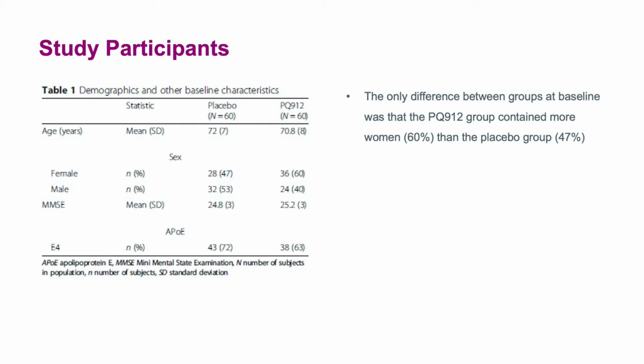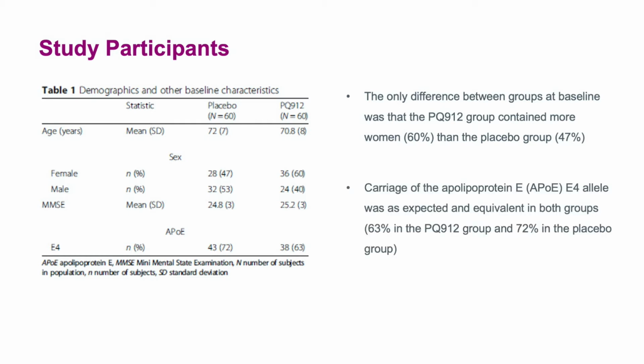Importantly, carriage of the ApoE4 allele was as expected, and it was equivalent across the two study groups. So 63% in the PQ912 group and 72% in the placebo group.